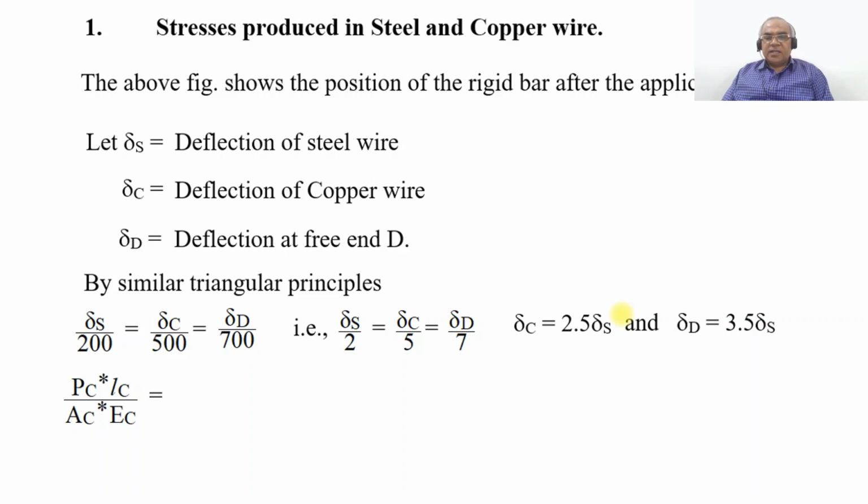If you are considering delta C, what is delta C? Delta C is nothing but P into LC by AC into EC, or PC into LC by AC into EC.